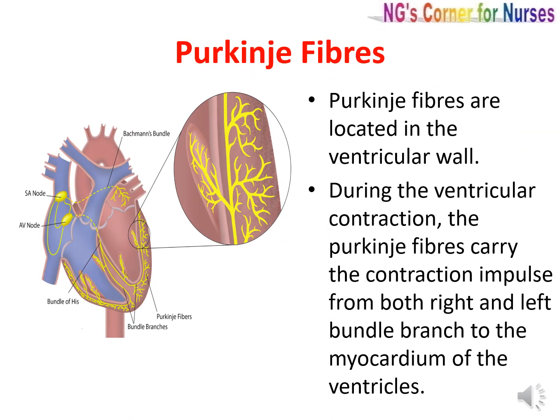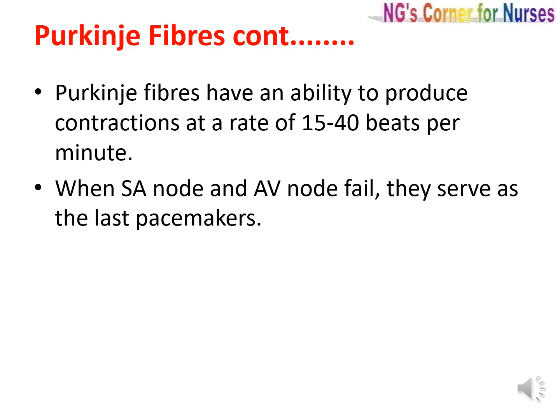Next, coming to Purkinje fibers. Purkinje fibers are located in the ventricular wall. During the ventricular contraction, the Purkinje fibers carry the contraction impulse from both right and left bundle branch to the myocardium of the ventricles. Purkinje fibers have an ability to produce contractions at a rate of 15 to 40 beats per minute. So when the SA node and AV node fail, Purkinje fibers serve as the last pacemakers.